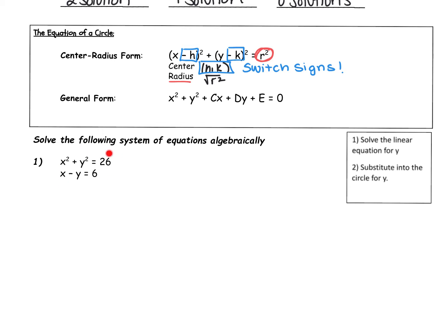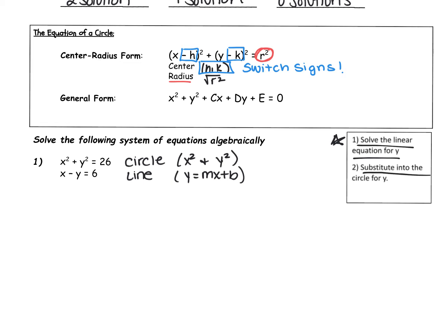So let's look at the first example. They want us to solve the linear system. So we can tell that the first one is our circle because we have both an x squared and a y squared. And we can tell that the second one is my line because we don't have any squared. It's just y equals mx plus b. All right, so circles will have both of them squared, where quadratics will only have one squared, right, the x. So here are your steps to solving. You first solve the linear equation for y, and then you substitute into the circle for y. So you substitute the line into the circle.